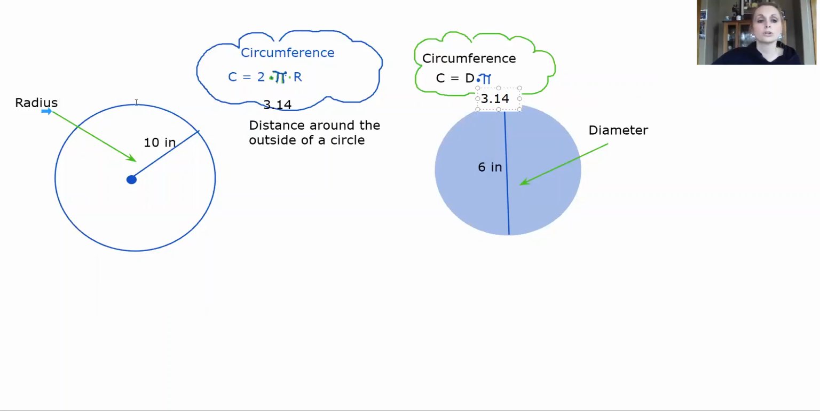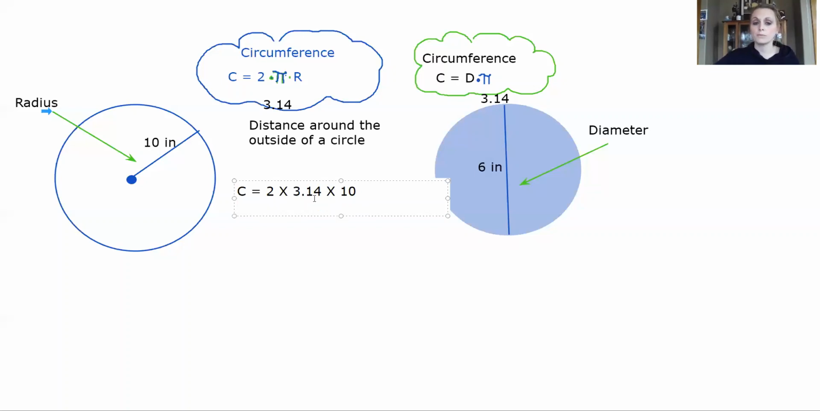So let's look at this first circle here. What information did they give us? If they gave us the radius, we're going to look at this formula right here. So the circumference, they didn't give us that, equals 2 times 3.14, that's pi, times the radius. And the radius we know is 10, because that is what they gave us. We continue on and we multiply it through.